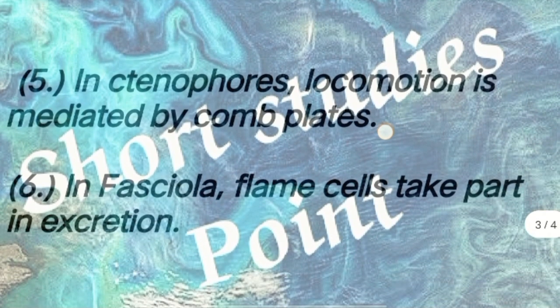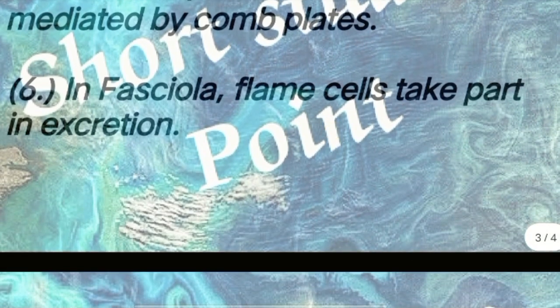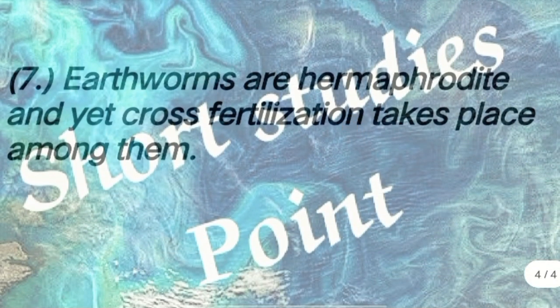pteridophytes. Point number 5: in ctenophores, locomotion is mediated by comb plates. Point number 6: in Fasciola, flame cells take part in excretion. Next point: earthworms are hermaphrodites and yet cross fertilization takes place among them.